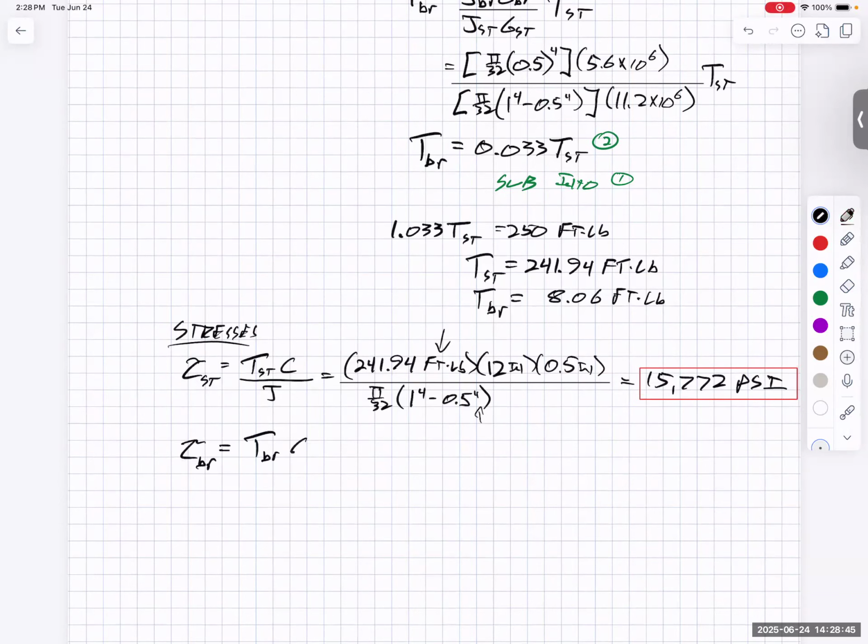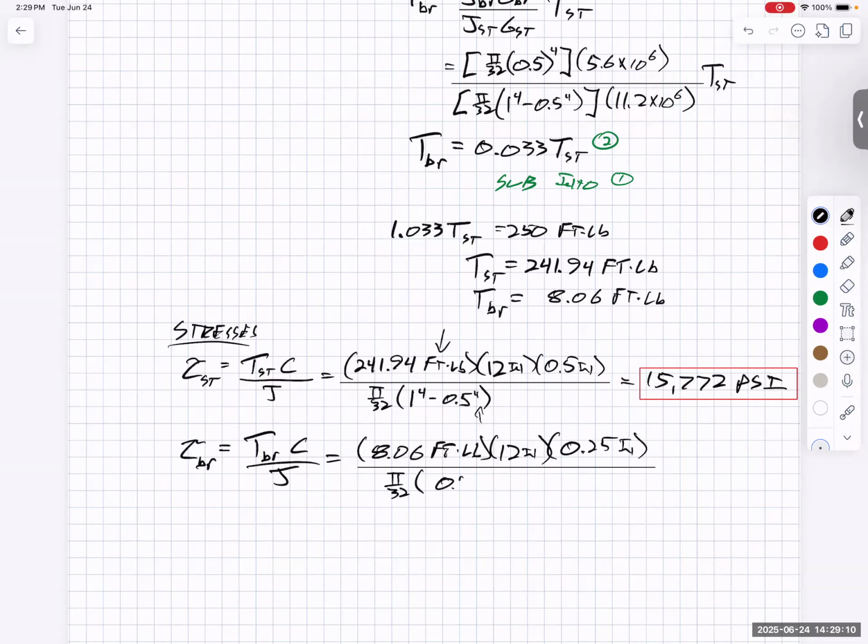My shear stress on the brass, same idea. I have torque of the brass, C of the brass over J of the brass. We found the torque to be that 8.06 foot-pounds, once again multiplied by 12 inches per foot for that little conversion. What is my radius? I have 0.25 inches because the diameter is 0.5. And divide that by pi over 32 times the diameter, 0.5, to the fourth. And from that, I end up with 3,943 PSI. So there's my answer. Pretty ugly, but it works.